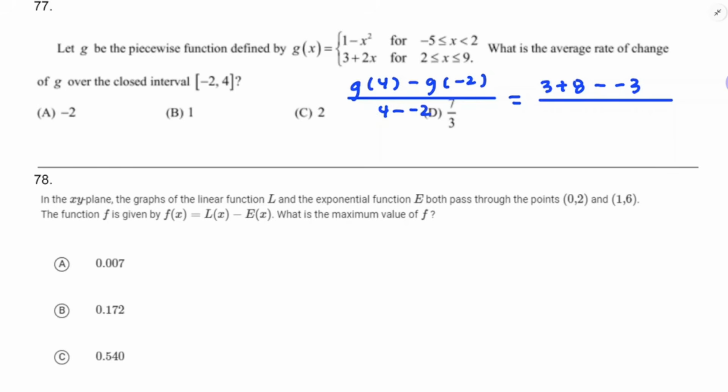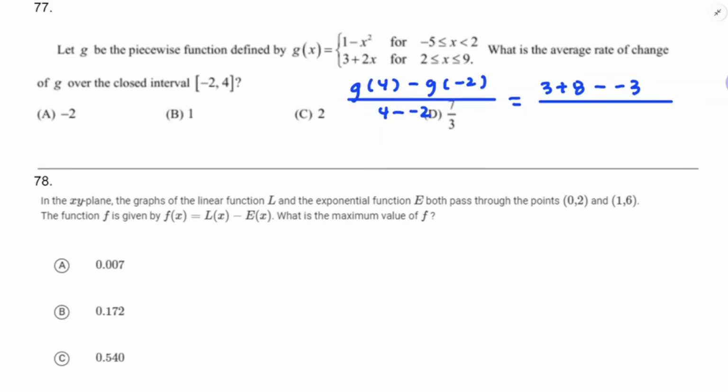If I'd written it as 1 minus 4, I'd have needed to put it in parentheses, and that seems a little risky for y'all, so I'm just going to do the computation mentally. 11 plus 3 is 14 over 6. Okay, those are both even numbers. I can at least divide them in half. 7 over 3, that's answer choice D right there.